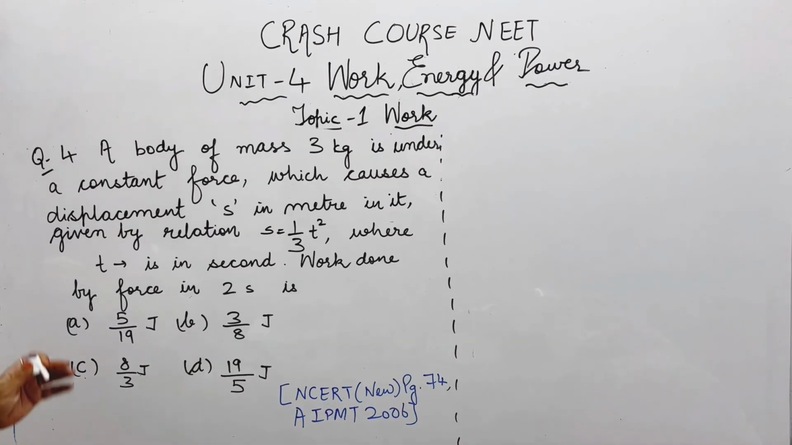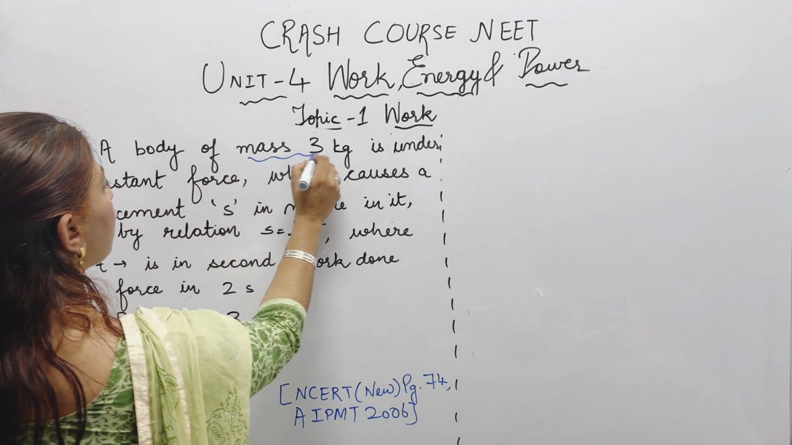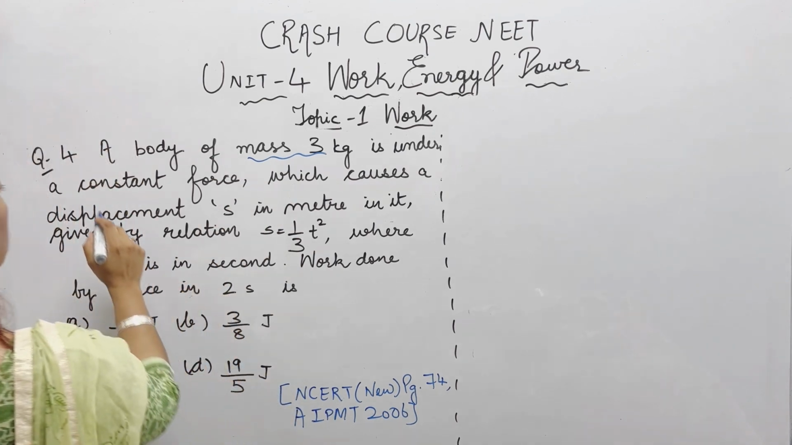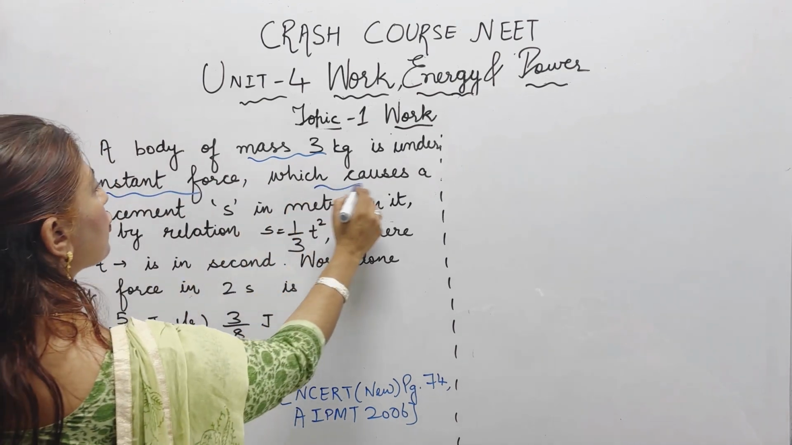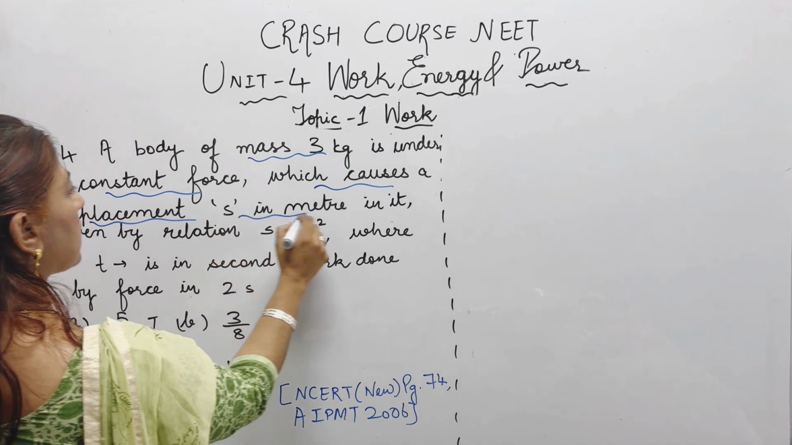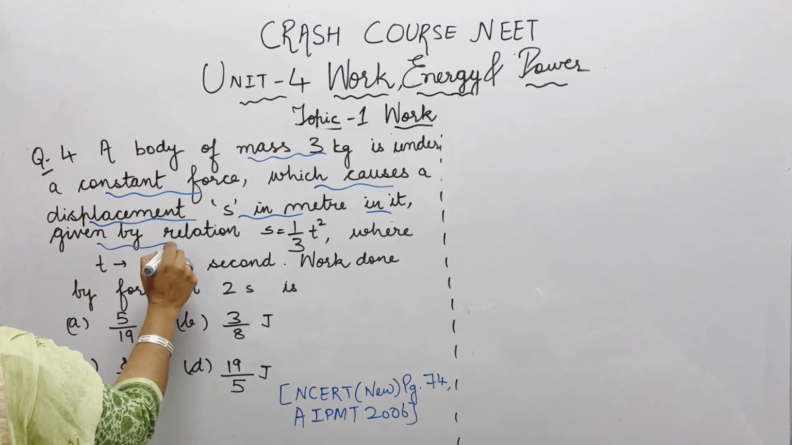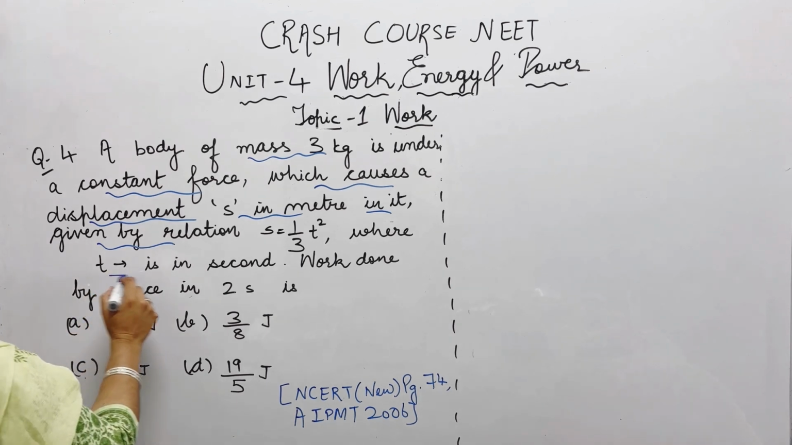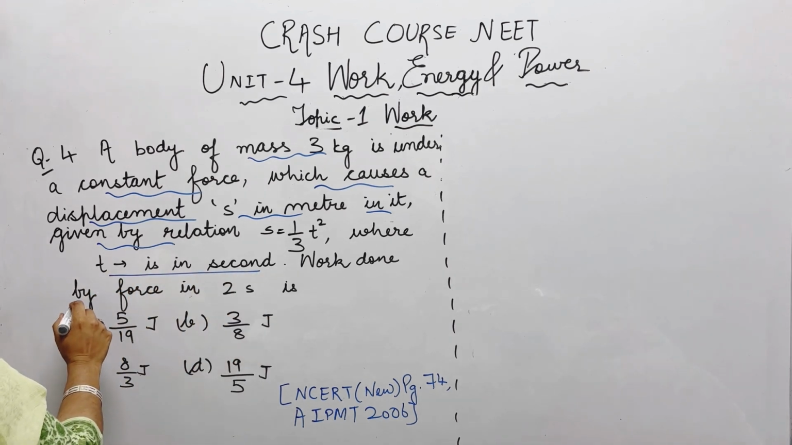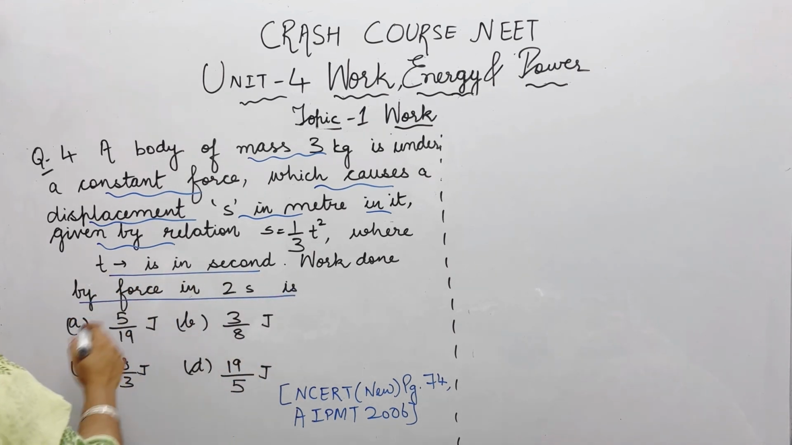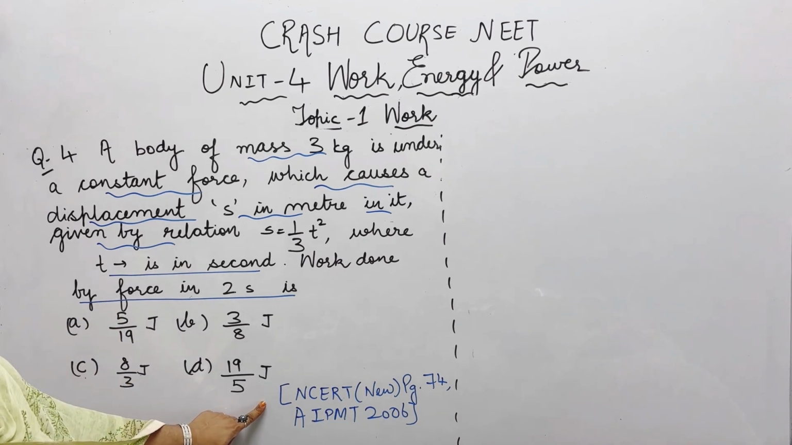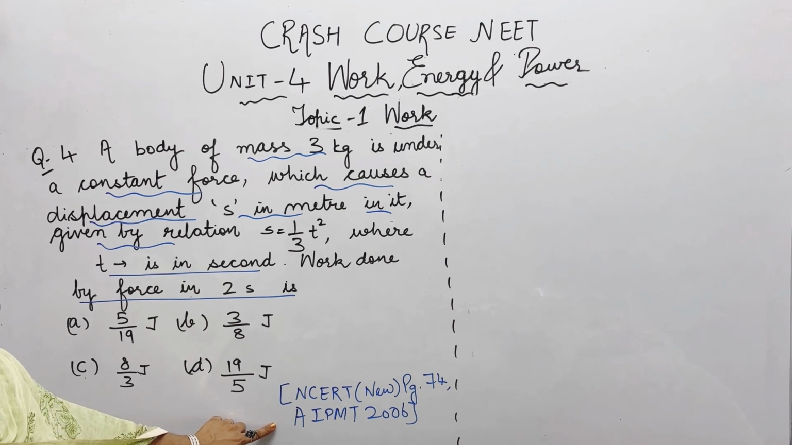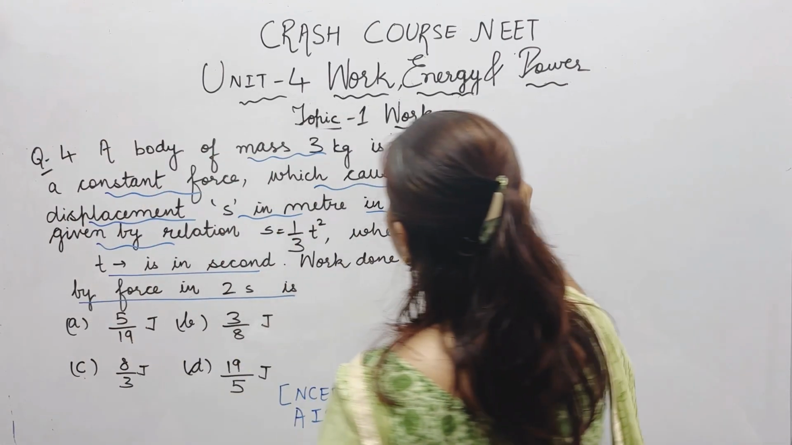Now let us see the question number 4. A body of mass 3 kg is under a constant force which causes a displacement S in meter in it, given by the relation S is equal to half 3t square, where t is in second. Work done by the force in 2 seconds is, and the options have been given. This question is on page number 74 NCERT New, and it has come in All India PMT 2006. So let us solve this question.